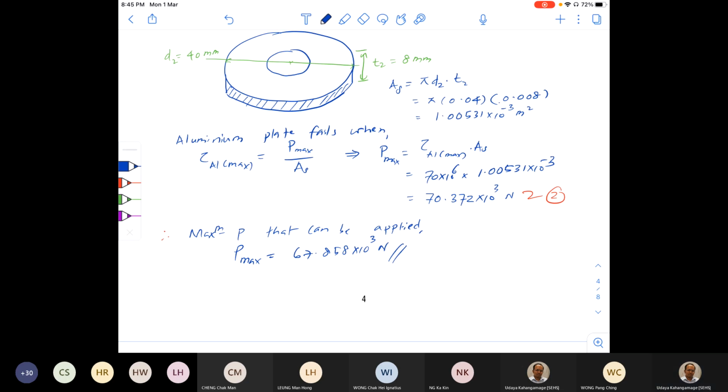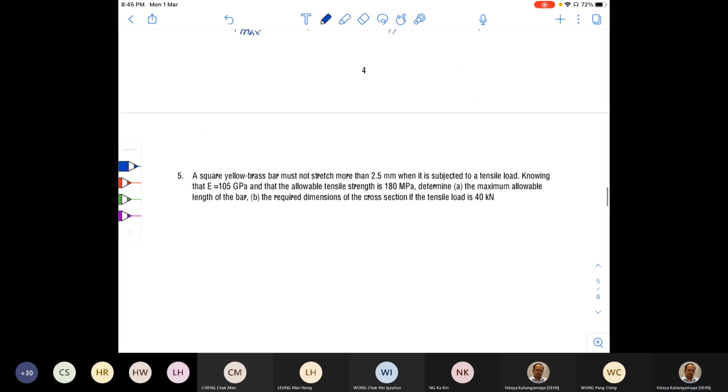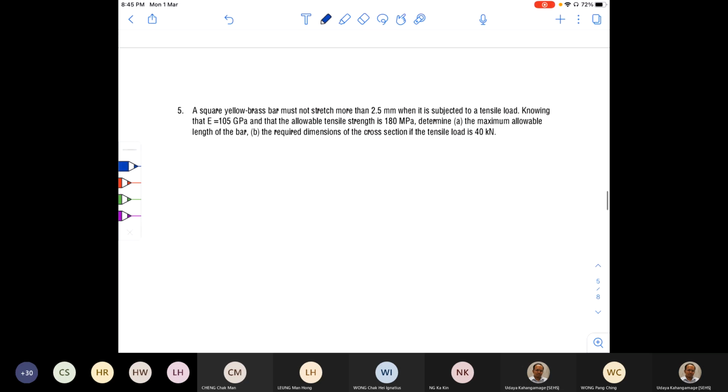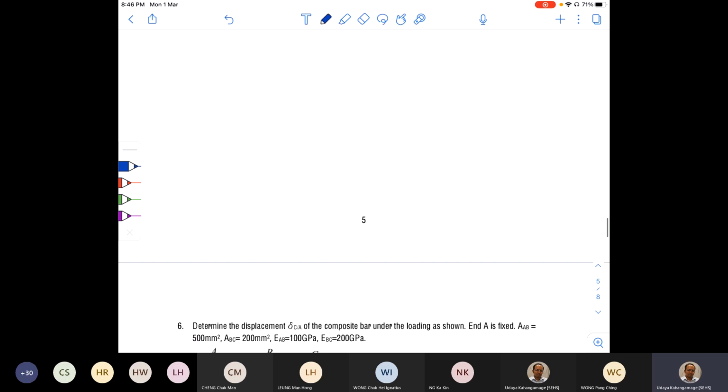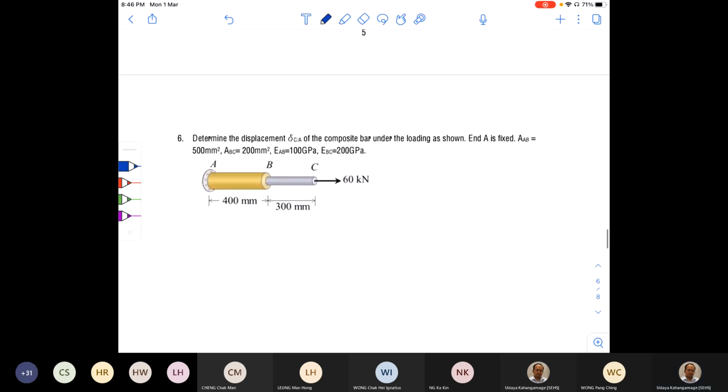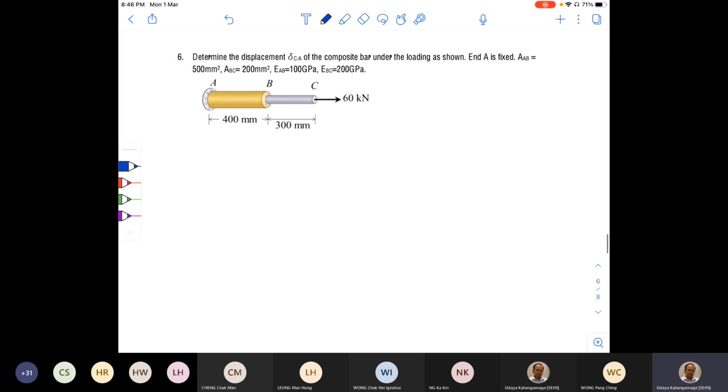Let's continue. Question number 5 is an easy question. Okay, I'm going to leave it for you. And if you have any difficulty, let me know. I can guide you through later. Okay, so let's go to question number 6. This is also quite easy, but again, just to show you the right steps, maybe I'll do this one quickly.